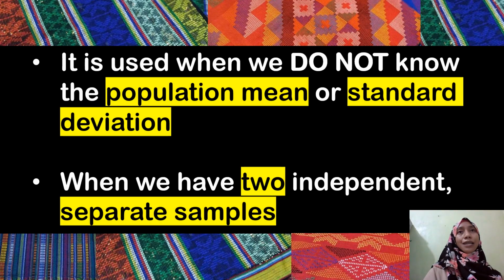Unpaired samples t-test is used when we do not know the population mean or standard deviation and if we have two independent separate samples. So first thing, we do not have a standard deviation or a population mean, which could be provided by the NMIS, but we've found out from our problem that the NMIS could not provide us with such data. And then we have two independent separate samples, the experimental group and the control group.